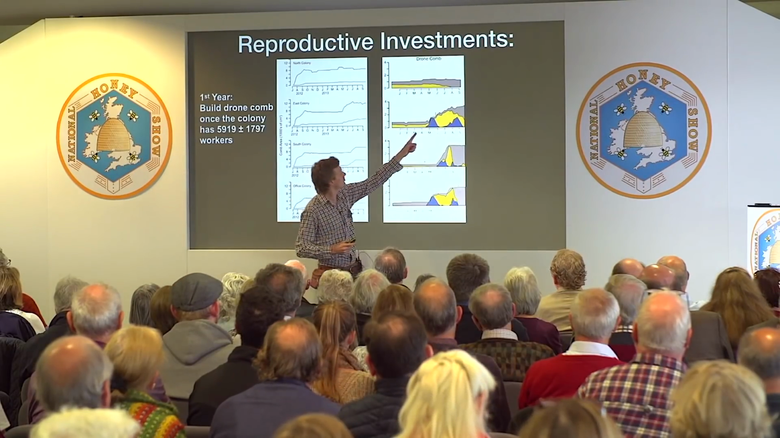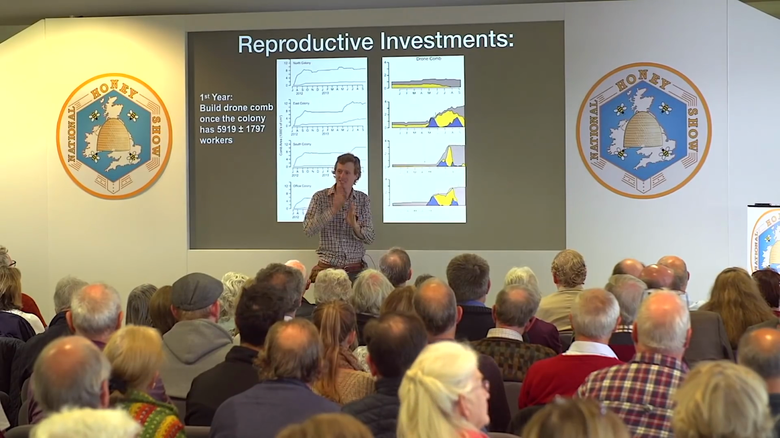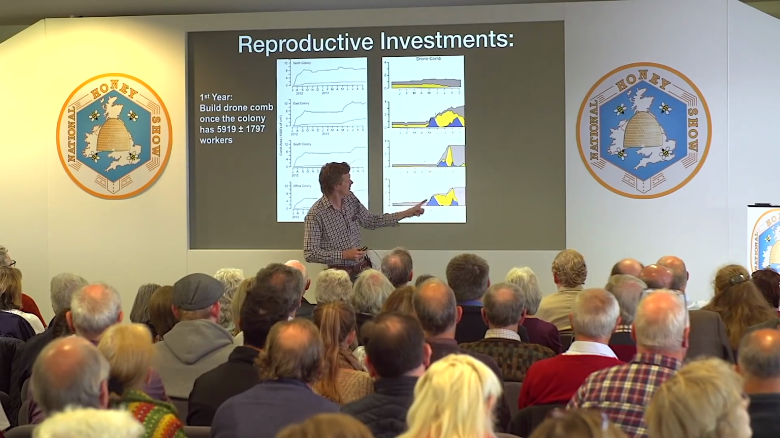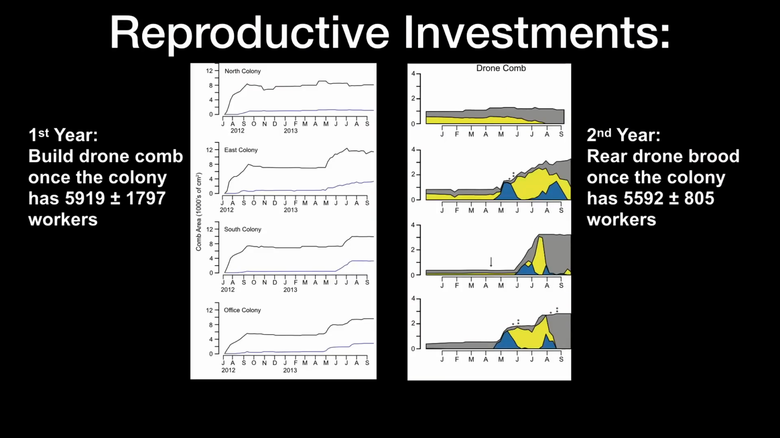But in the second year, now what we're looking at is when do you first start using that drone comb for something reproductive? This is still reproduction, but just a different stage of rearing reproductives. So how big were the colonies when they very first started rearing those drones? And that number was 5,592 plus or minus 805. But when you step back and look at it, wow, 5,900 versus 5,500, they're both reproductive investments. They're both points when that colony can afford to invest in reproduction.